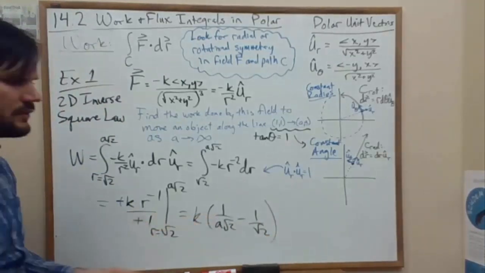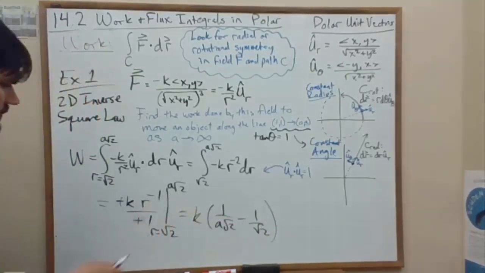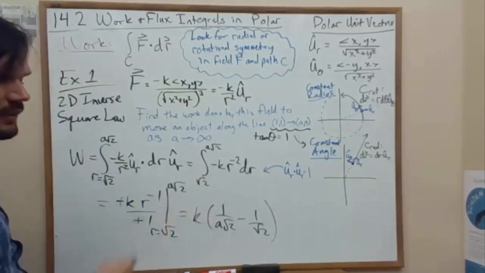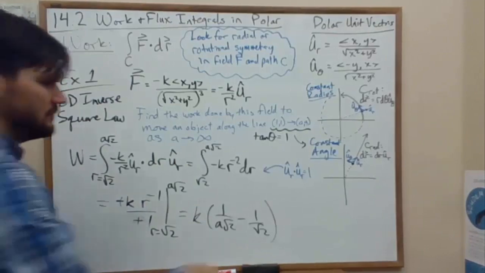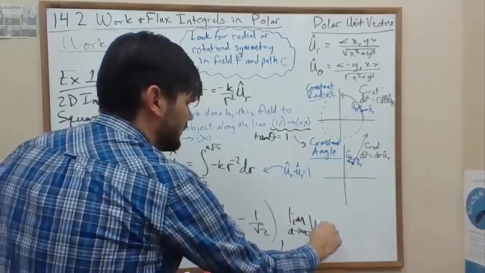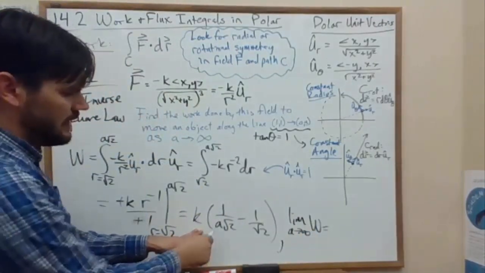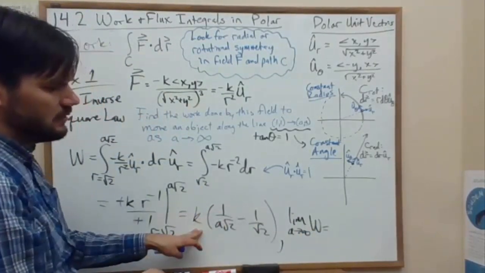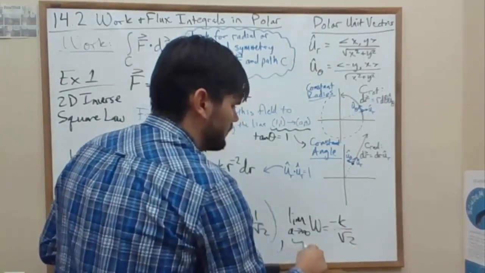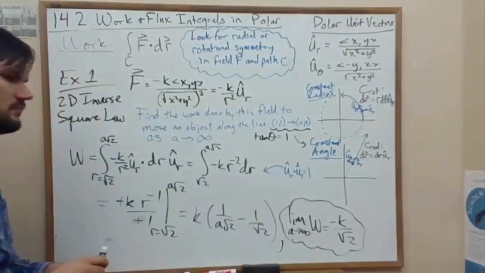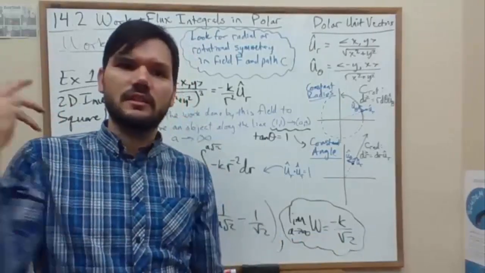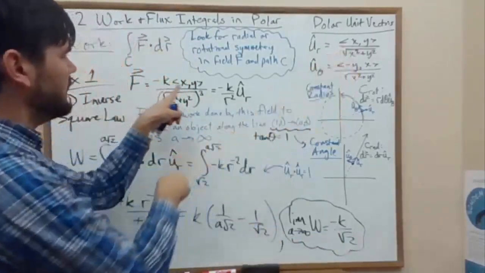Now, there's some algebra we could do to make this look a little prettier, but I'm interested in the limit as a goes to infinity, and right now, I can let a go to infinity. So limit as a goes to infinity of the work equals k times 0 minus 1 over root 2, which is negative k over root 2. Okay, so we found the work. It is negative, just like we predicted, based upon the radial field pulling in.